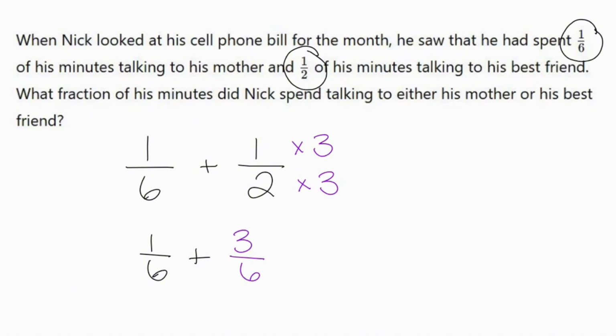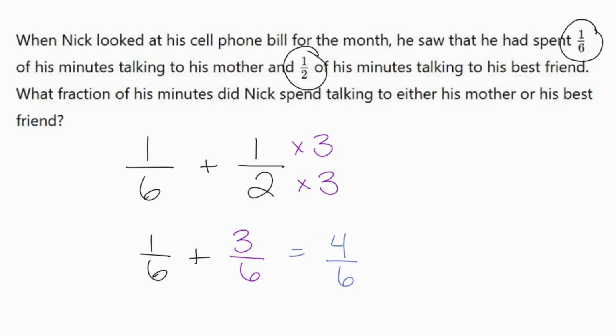Now in adding fractions, you can combine the numerators through addition like you normally would. 1 plus 3 is 4. When you add fractions of the same denominator, keep the denominator the way it is, so the denominator stays 6.